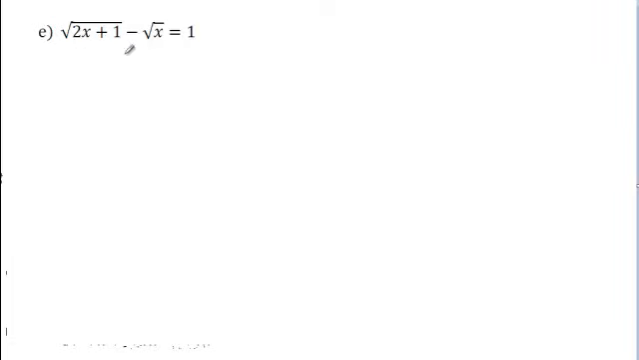√(2x + 1) − √x = 1. Now, this is an equation. We have to solve it and check the extraneous solution, right?